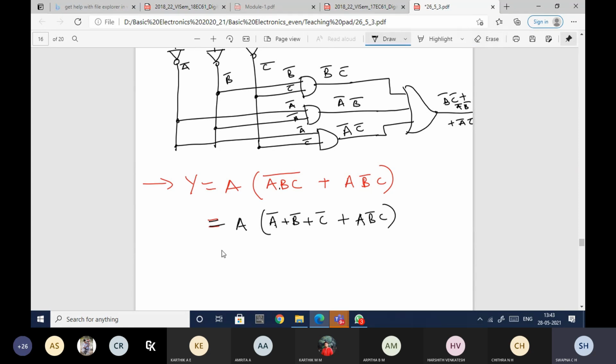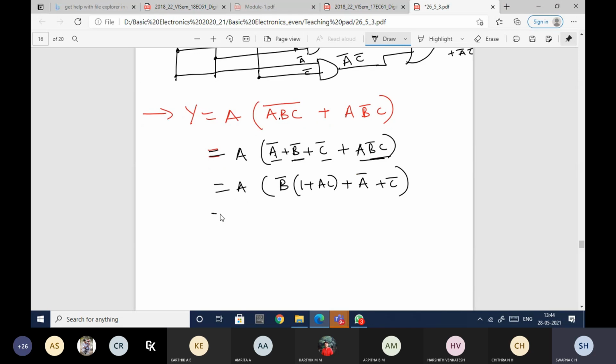Anything you can take common? In between this and this I can take B bar common, right? If I take B bar common, I'll be left with 1 plus AC here, and the rest of the terms I'll write as it is, A bar plus C bar. I cannot use anything for this and this, so I need not write it again. So this will be equal to A into B bar, something OR with 1 will be equal to 1 only, plus A bar plus C bar.